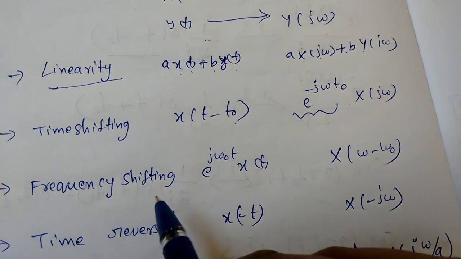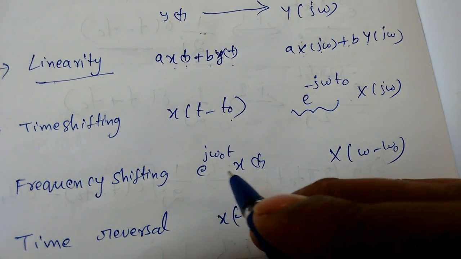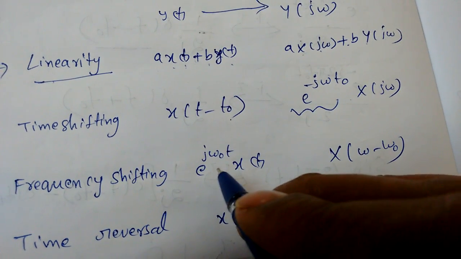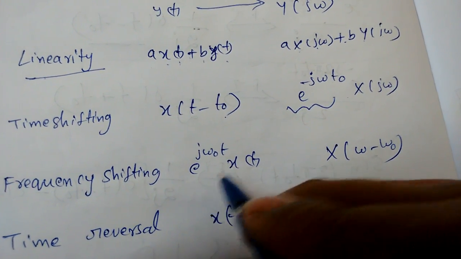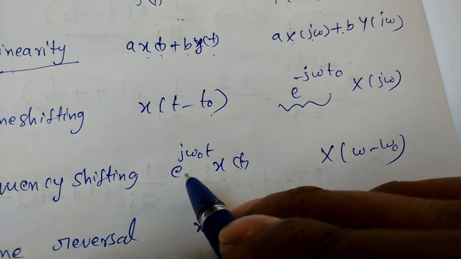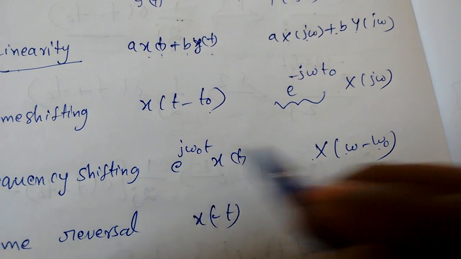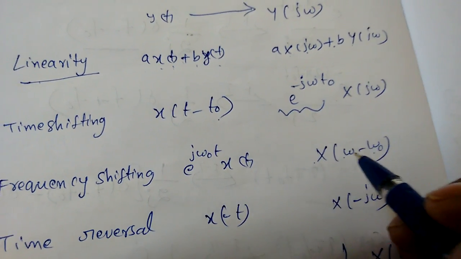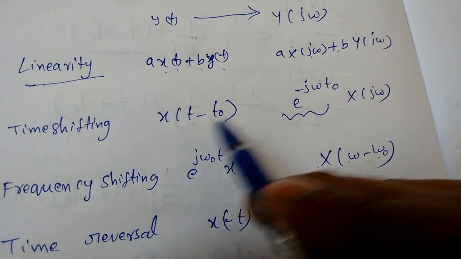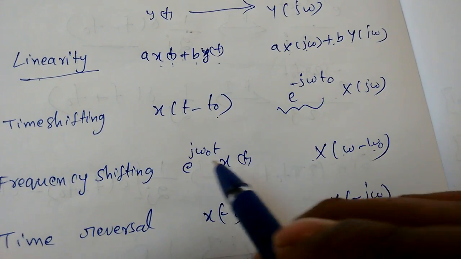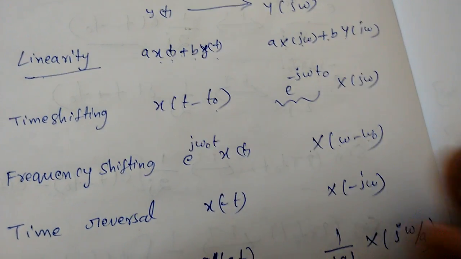Now then the frequency shifting. To make a frequency shift, we have to multiply x of t with e power j omega naught t. Whenever we multiply with this, we get x of omega minus omega naught. So here positive, here negative. That already I did. For time shifting, we will get the same sign. For frequency shifting, we will get the opposite sign.